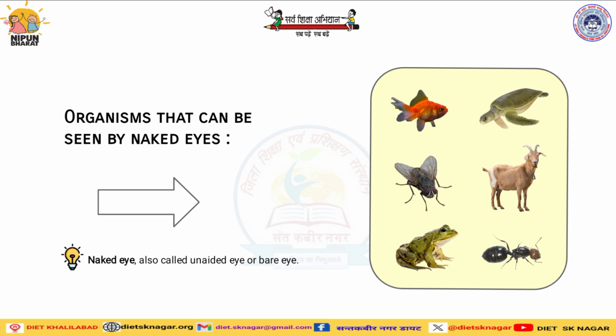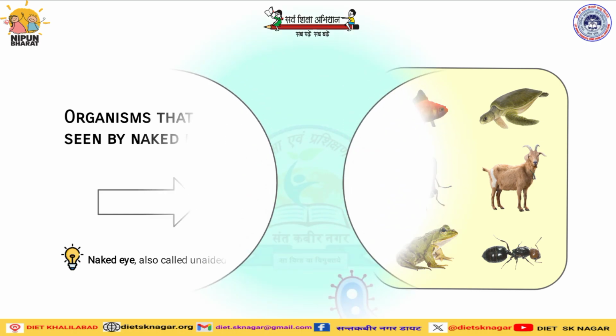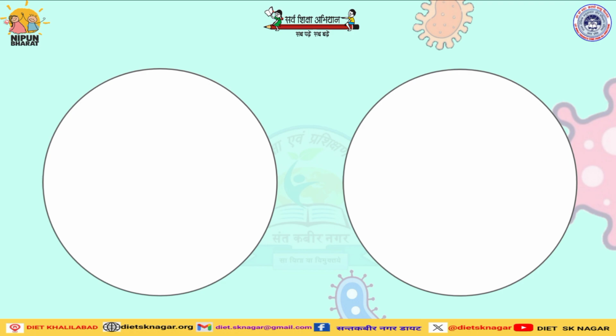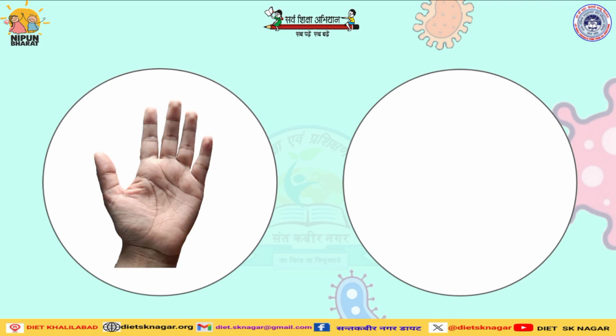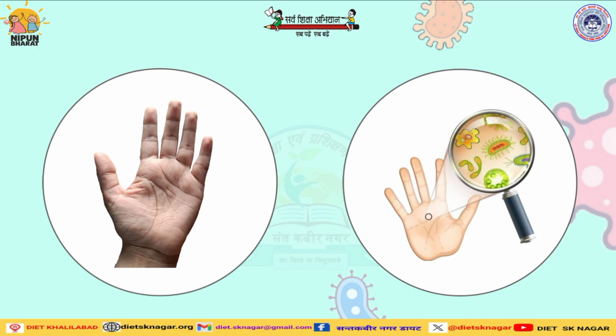So, moving to the next slide. Here you can see a bare hand. Students, have you ever looked at your hand carefully? Did you see any creature on it? Definitely, your answer is no. But students, you will be very surprised to know that there are a lot of microorganisms on your hand that cannot be seen by your naked eye. So here, a question arises, how do we see them?